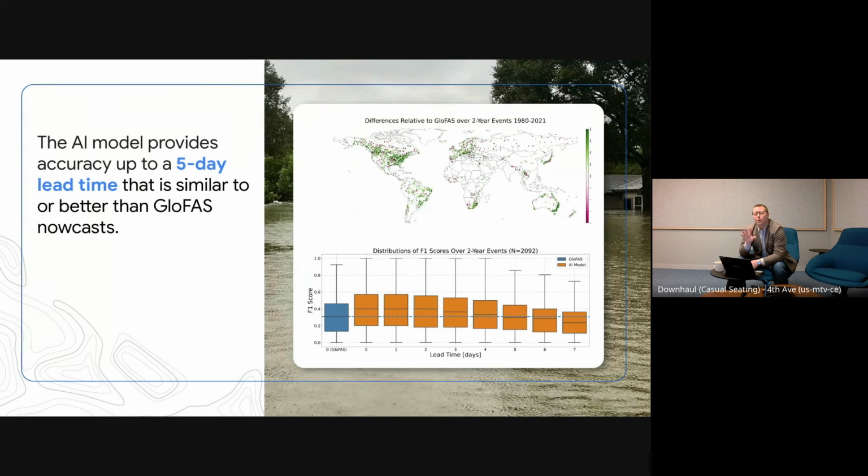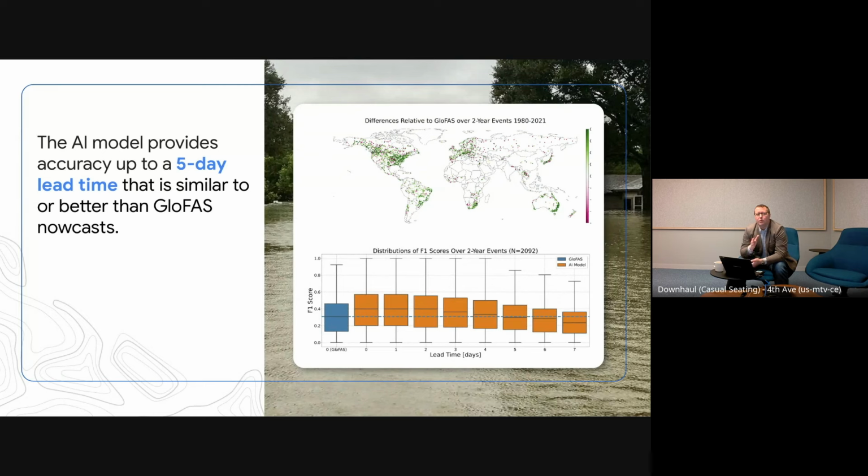Not only has the model never seen data from the exact data used for training, it's never seen data from the location where it's used to make predictions. So on the bottom plot, the machine learning model is in orange and GloFAS is in blue. The time steps, 0 through 7 on the x-axis, are the lead times. So 0-day lead time, that's predicting streamflow today, all the way up to 7-day lead time, that's predicting 7 days in the future. And the newest version of GloFAS doesn't archive their predictions. They only archive their nowcasts. So we're only able to benchmark against their predictions made today, about today.